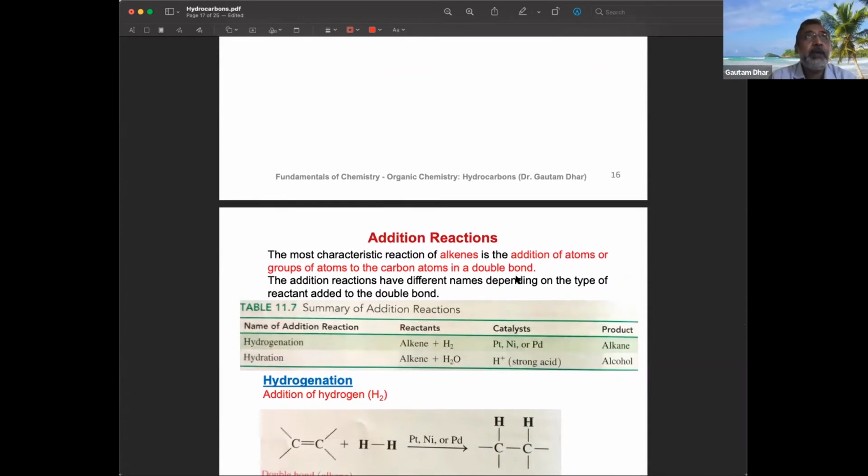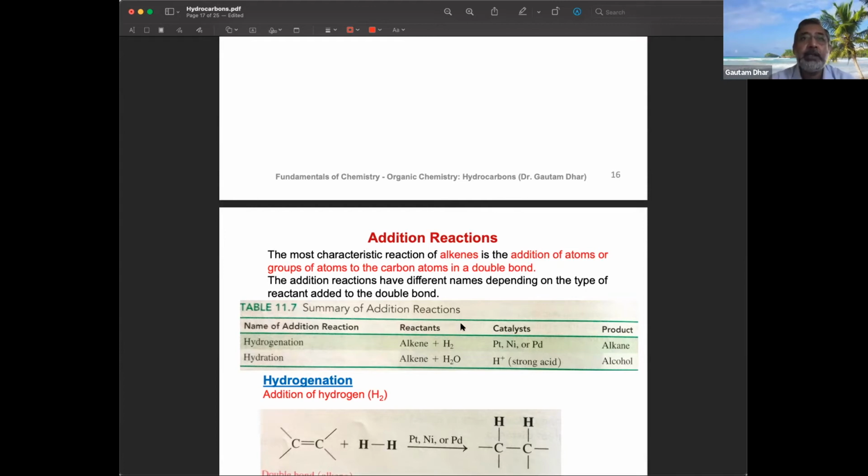Now reactions of alkanes and alkenes. With alkanes, we saw the reactions are basically burning. Same with the alkenes, burning is one of the important reactions. But because it has a double bond, and the double bond is a functionality, it has some additional features. So this double bond can react, and these are called addition reactions, because you can add a molecule into the double bond.